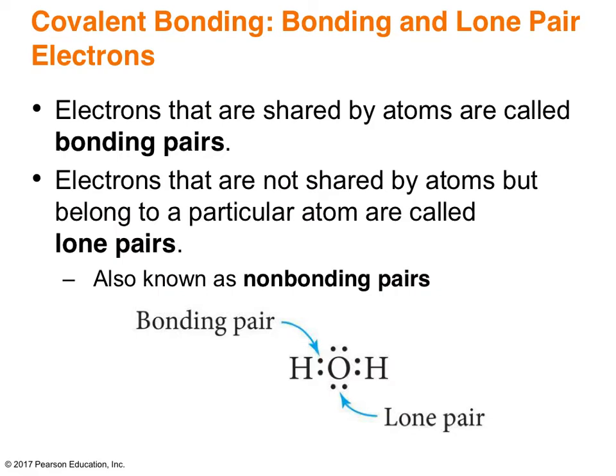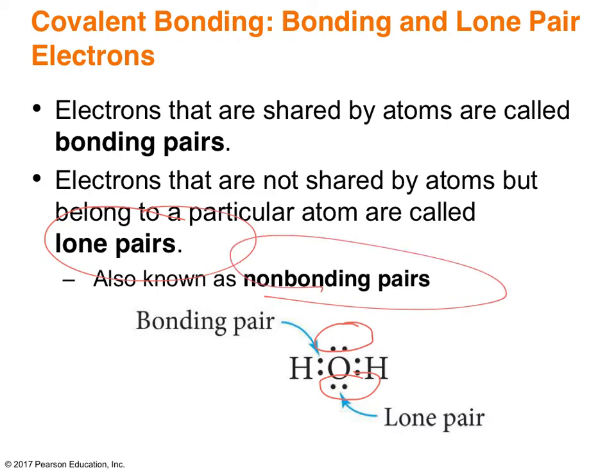Okay, so just a little bit of convention. When you're drawing Lewis dot structures for covalent compounds, you'll run into quite frequently unpaired electron pairs. Those are called lone pairs or non-bonding pairs. When you're asked to draw a Lewis dot structure, you definitely want to show these lone pairs of electrons. They're important in future chemical reactions.